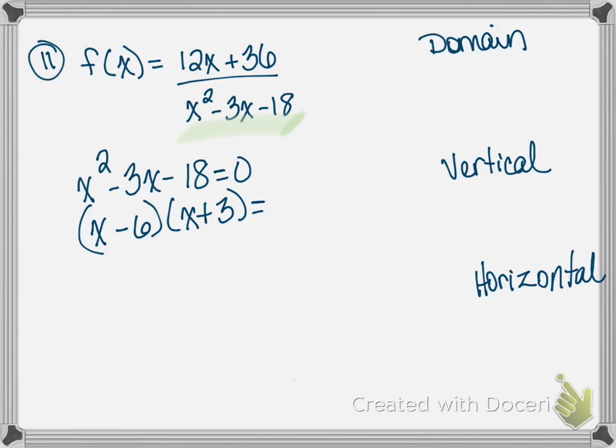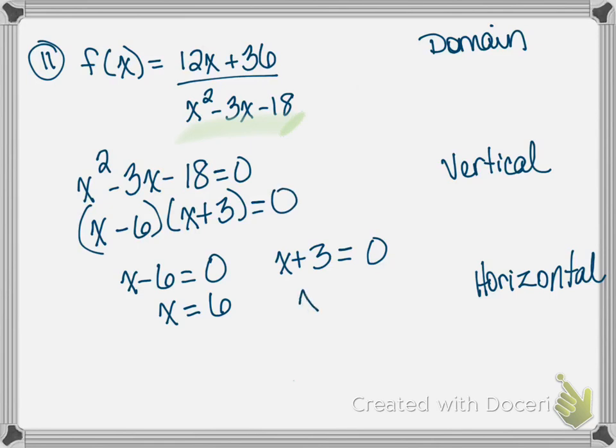X minus 6 and x plus 3. Okay? So here, x minus 6 equals 0, and then I have x equals 6. X plus 3 equals 0, and I get x equals negative 3. Okay? Now my next one, so those are my vertical asymptotes.